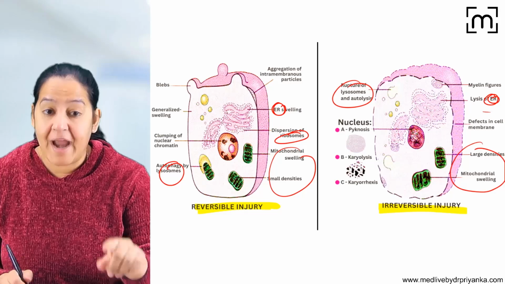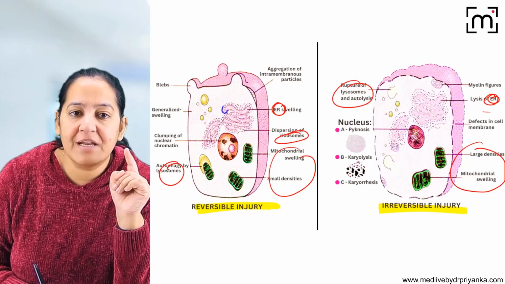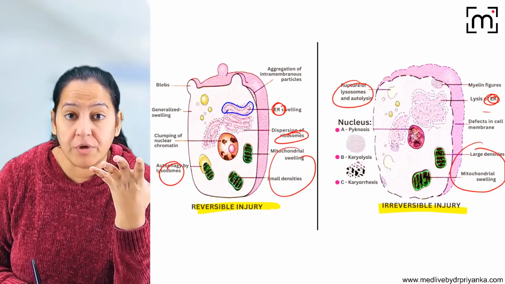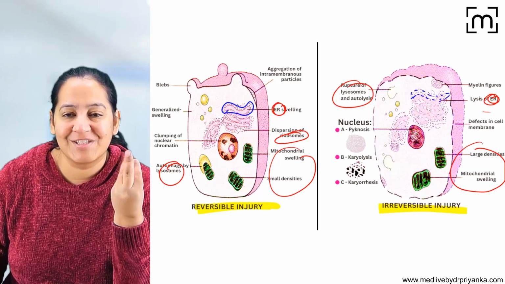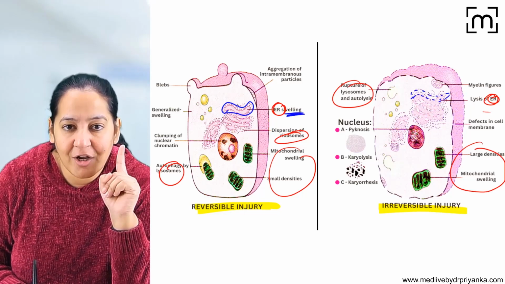Let's start with the endoplasmic reticulum. Here in reversible cell injury, the endoplasmic reticulum swells out. And here in irreversible cell injury, the endoplasmic reticulum is ruptured. It is showing lysis. So here the endoplasmic reticulum shows swelling.